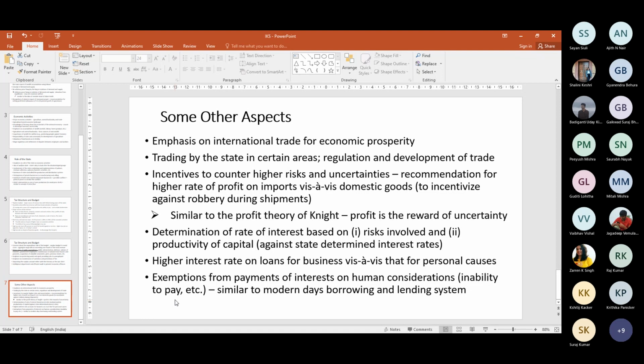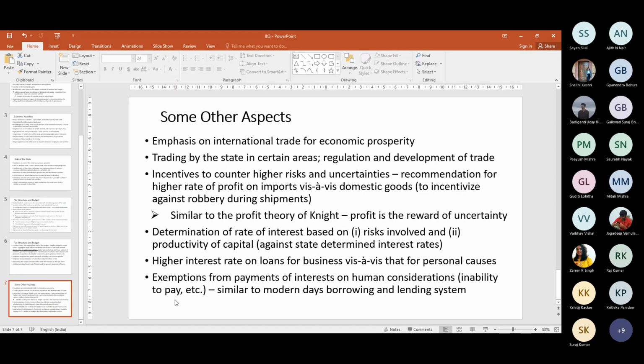It was even pointed out that the state, the government, can also intervene and participate in trading in certain cases. But what is very important is regulation and development of trade by the state. Importantly, it was recommended that incentives should be provided to counter higher risks and uncertainties. It was also recommended that higher profit rates should be allowed on imports, of course, imports of essential items vis-a-vis the domestic goods.